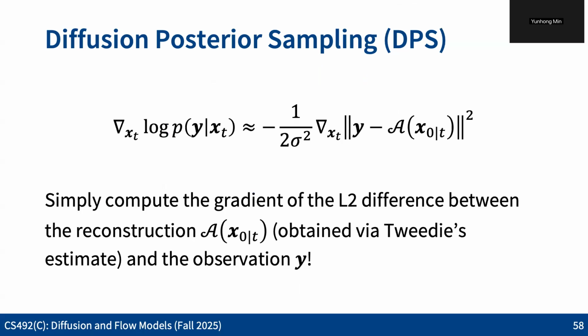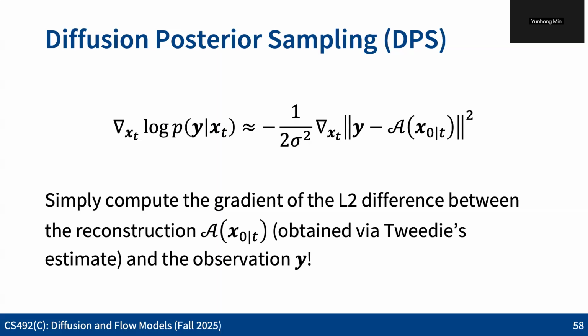So yeah, simply what we can do, based on this really bad approximation, is take the gradient of the L2 difference between our reconstruction based on Tweedie's formula and the given input. And this becomes the additional score.